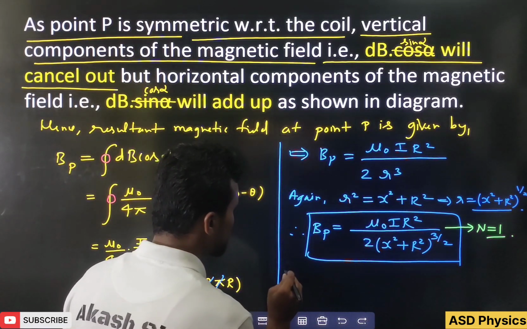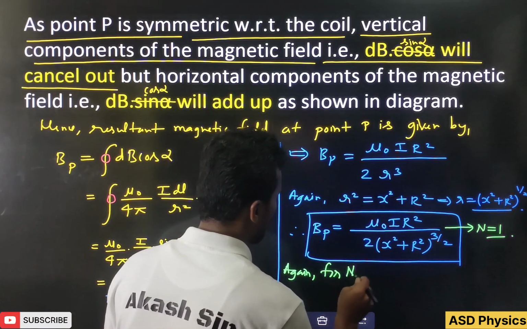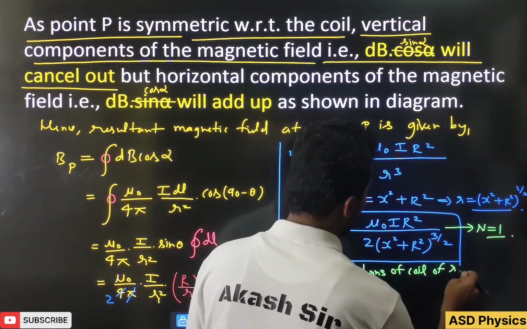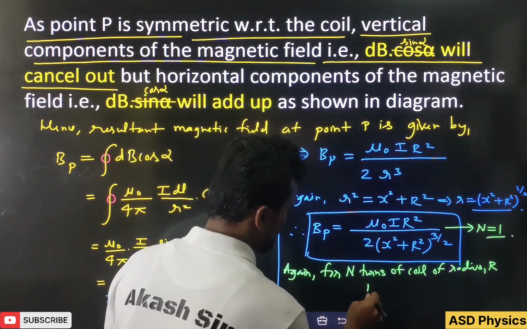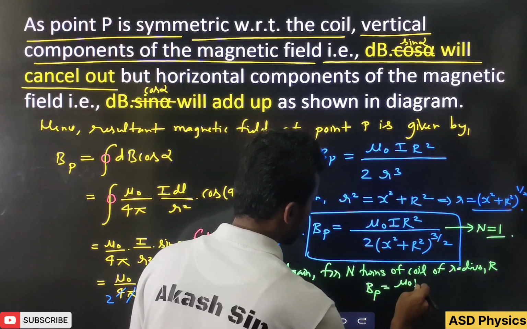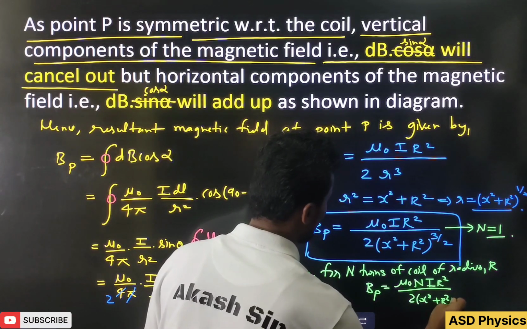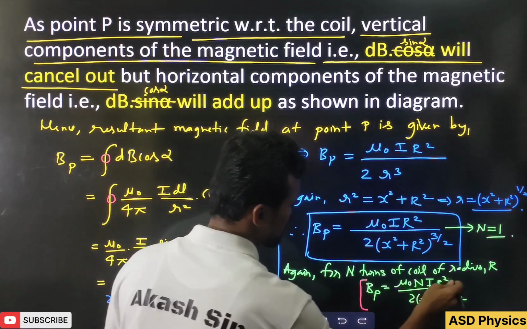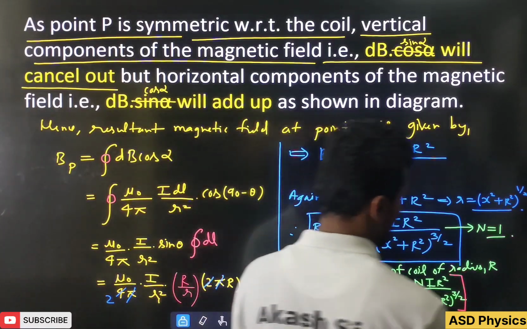Similarly, again for n turns of coil of radius r, each and every turn is having radius R. Then for n turns of coil, this BP will become, remember, mu naught NIR square by 2 times x square plus r square power 3 by 2. This is due to n turns. So I hope students, this derivation is very clear to you, important for the exam.